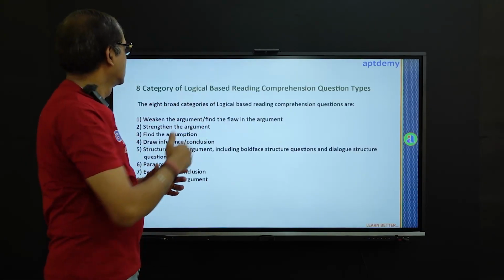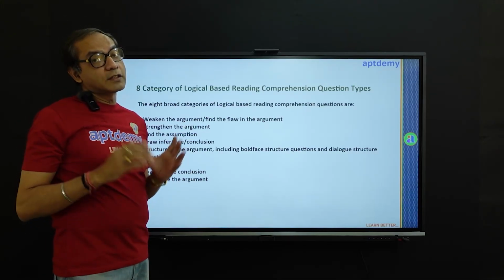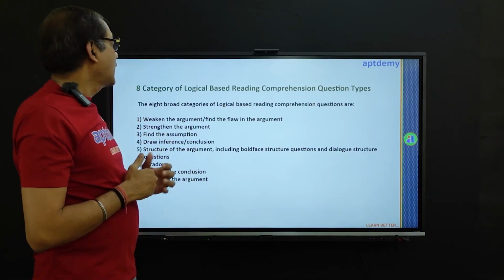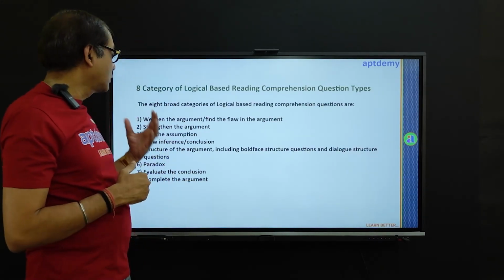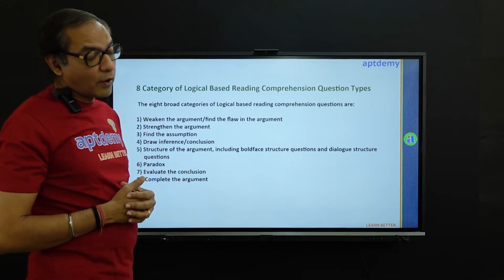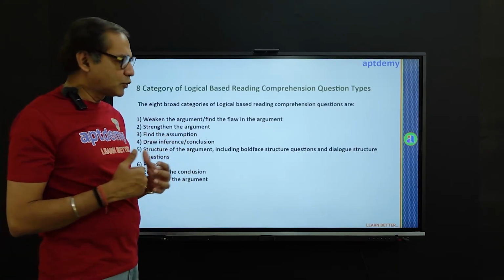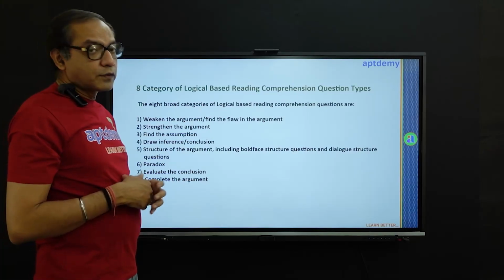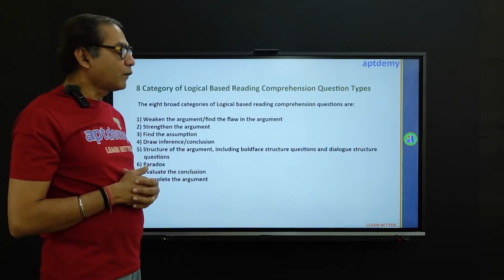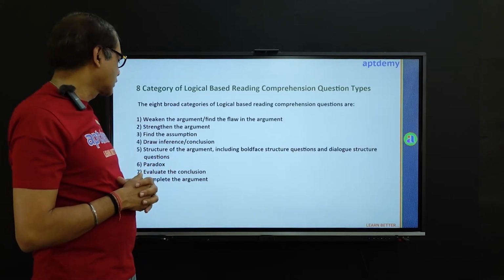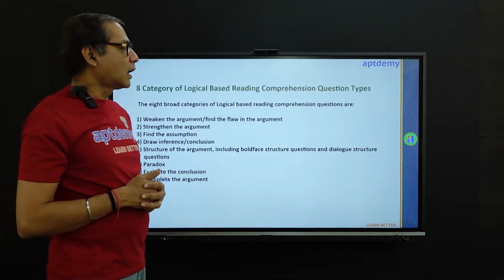Moving on. There are 8 categories of logical based reading comprehension type questions that you can expect. The 8 broad categories are: first and foremost, weaken the argument or find the flaw in the argument. Second type, strengthen the argument. Third type, find the assumption. The fourth type, draw inference or conclusion. And the fifth type, structure of the argument, including bold-faced structure questions and dialogue structure questions, paradox, evaluate the conclusion, and complete the argument.